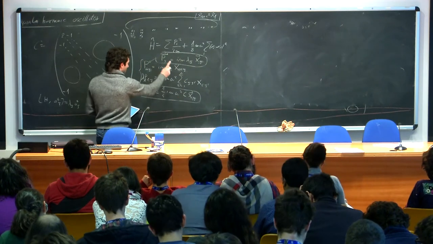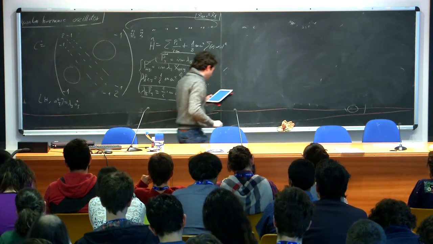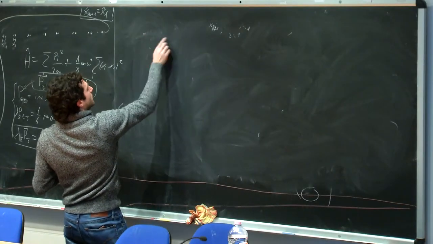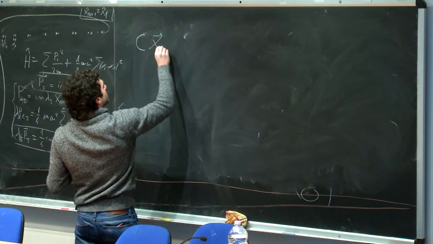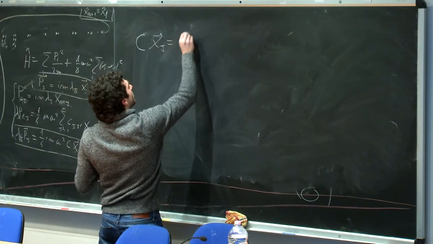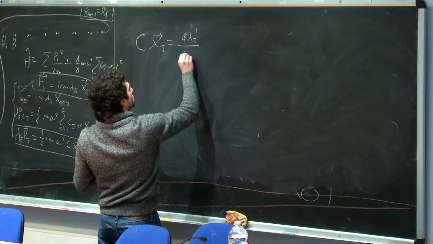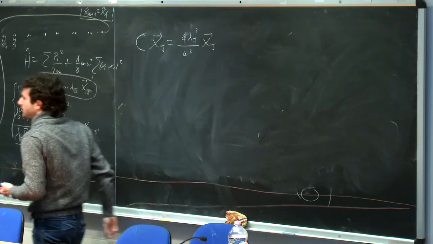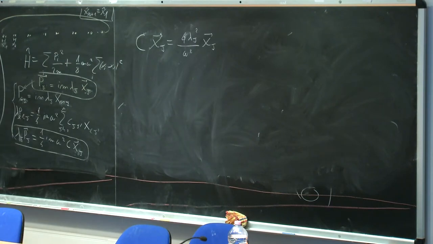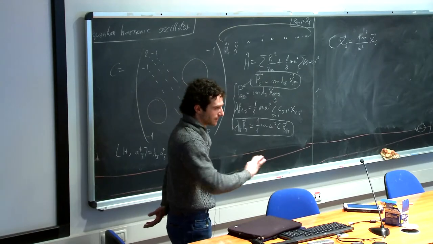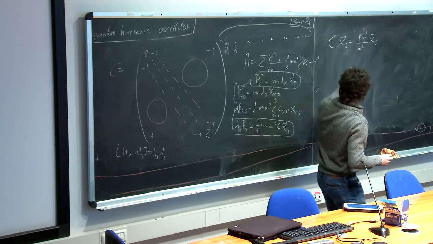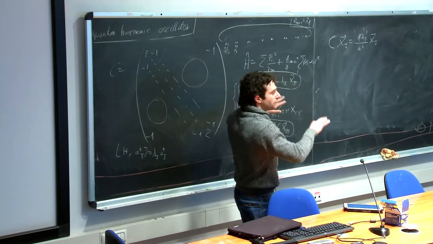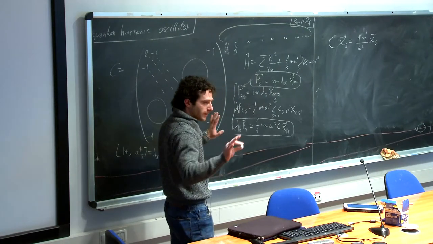If you plug this equation into the other equation, what do you find? You find the matrix C applied to the vector xj is equal to 4 lambda j squared over omega squared xj. You can check it, do the calculation again, because there can be typos in the indices, but this is what you find in the end. If you know xj, then you also know p, so you know all the coefficients of the linear combination of A, and you can reconstruct A.